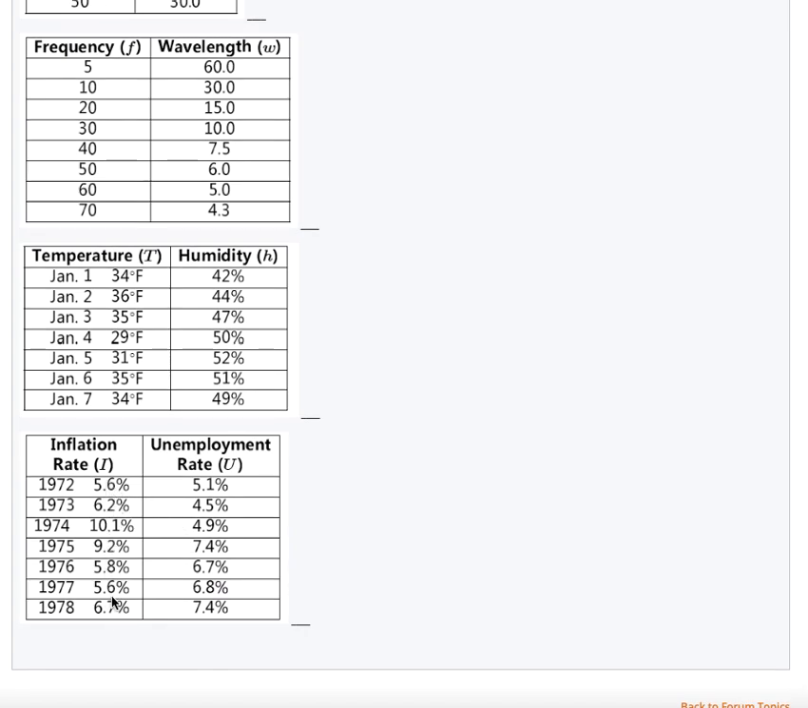Down here, if we look at these rates, there we go, 5.6%. So if inflation is at 5.6%, this is saying unemployment was at 5.1. Is that always the case? Is this a one-to-one relationship where for this value there's only one answer? And then we look down here and the rate again in 77 was 5.6%, but we had a different unemployment rate. So that makes that not a function.